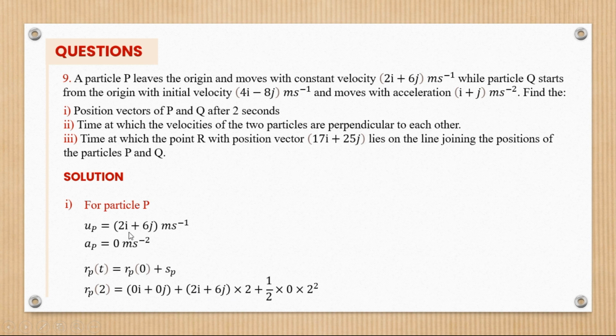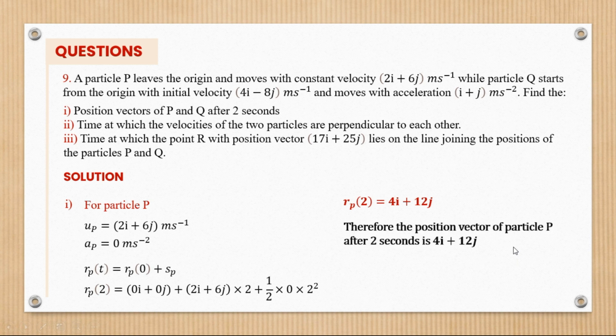Now the value of u, its initial velocity UP, is 2i plus 6j times 2, which is the time, plus a half times 0 times 2 squared, of which I'll eventually have 4i plus 12j. So that is the position vector of P after 2 seconds. Therefore the position vector of particle P after 2 seconds is 4i plus 12j.